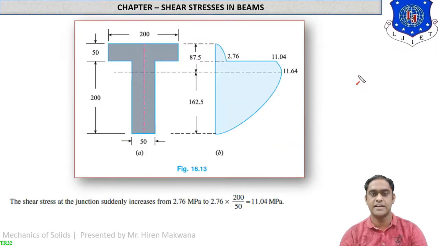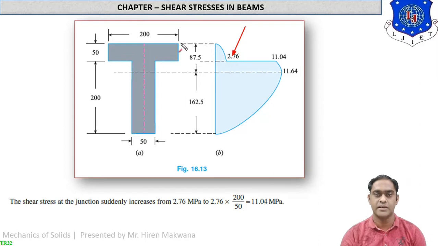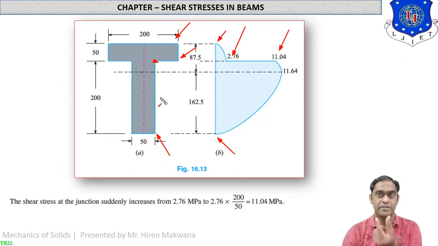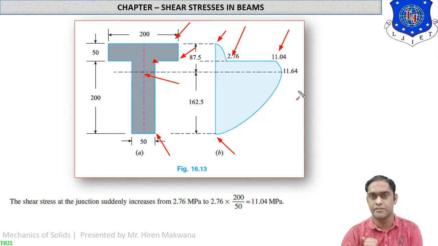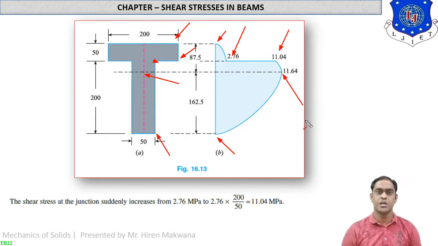You can see in the data now, this is the value at the outer corner. At the top fiber, the value of shear stress is 0. At the bottom fiber, the value of shear stress is 0. At the inside corner, this corner, the value of shear stress is 11.04. Means when the width is decreasing, the stress is increasing. It is inversely proportional. At the center of gravity layer, at this point, the value of shear stress is 11.64. So these are the shear stress distribution diagrams which you have to calculate and draw in the figure. So this is the numerical for the T section.